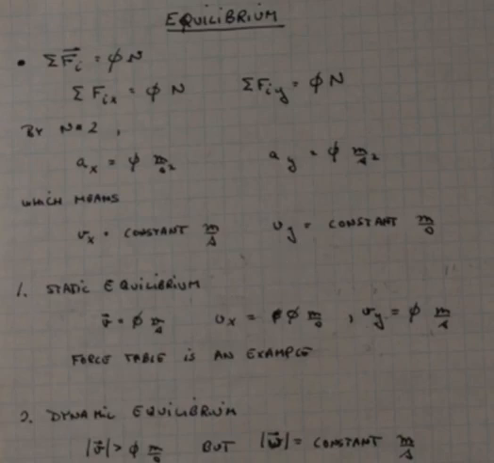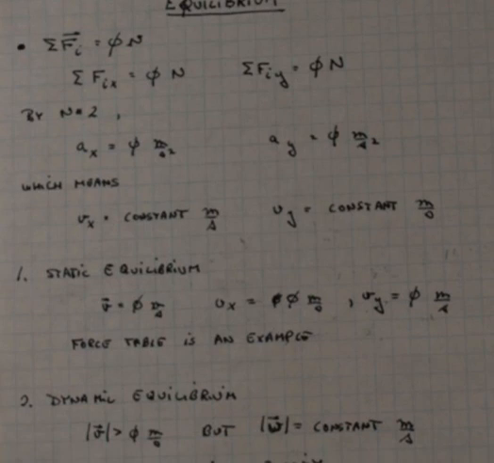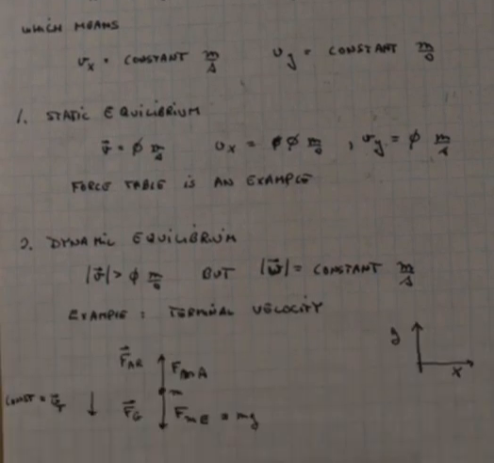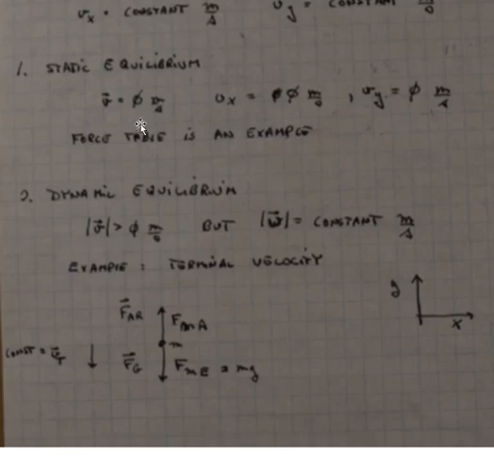So equilibrium, just generally speaking, has two different branches, two different types. One is static, where the velocity is zero. And if the vector velocity is zero, well, that means that both the x and the y components are zero. And this is the situation we had in the force table, where the velocity of the ring in the force table, that was the object under study there, when you think about it, was zero.